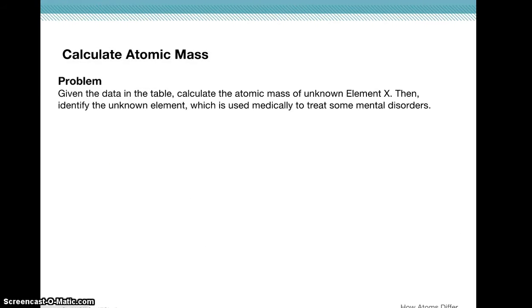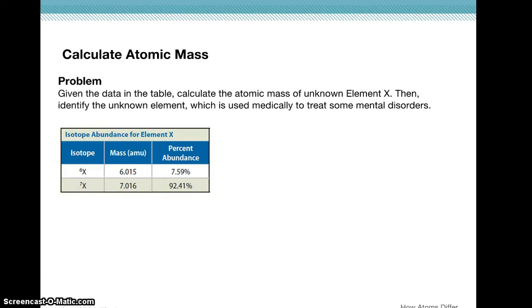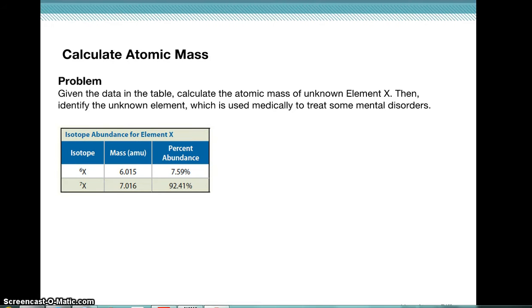So let's see if we can do an example here. All right, it says, given the data in the table, calculate the atomic mass of unknown element X. Then identify the unknown element, which is used medically to treat some mental disorders. All right, so here is our data. So we have some element X, and it tells us the mass of each isotope and the percent abundance. So you're going to need your calculators out. If you don't have your calculator out, you need to pause and go get it.